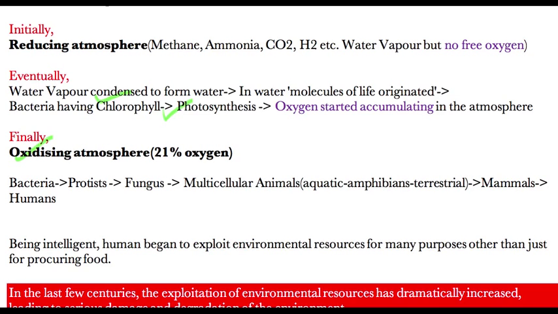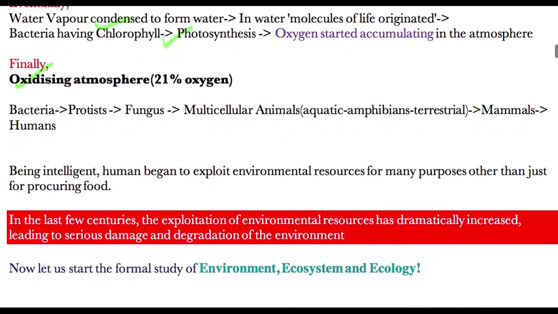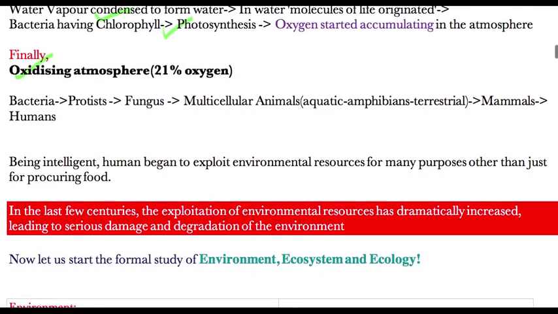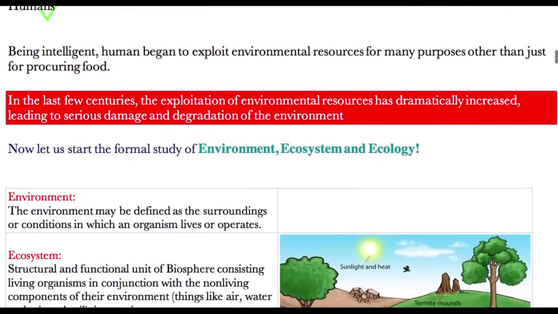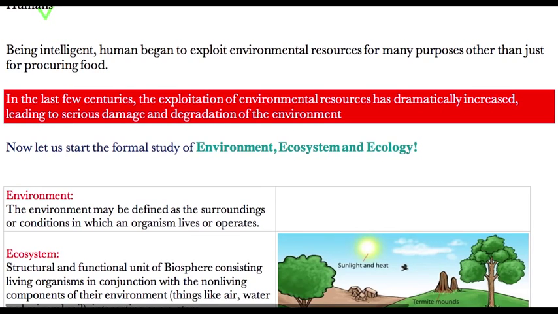In that atmosphere, bacteria further evolved into protists, then into fungi, and then multicellular animals came into being. In that we have aquatic, amphibian and terrestrial animals. And very late, in the Pleistocene period, mammals came into being, and from mammals humans also came. So this is a small history. You just need to recall all these things. Just listen once.